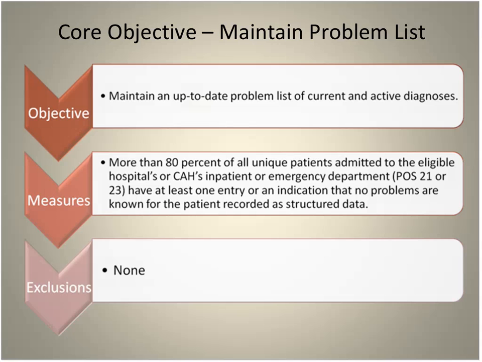The measure for this, and so this is one where we have a denominator and numerator, is that more than 80% of the unique patients, there's that unique patient showing up as a definition, admitted to the eligible hospital, inpatient or, and then we have the emergency department. So again, important to understand which patients are counted from the ED, have at least one entry or an indication that no problems are known. So that's one entry is no problems are known. And that there are no exclusions for the maintained problem list, that the problem list has to be addressed by all hospitals.